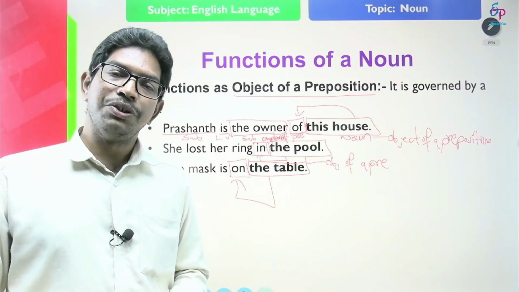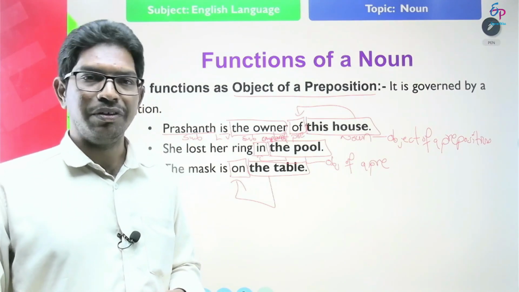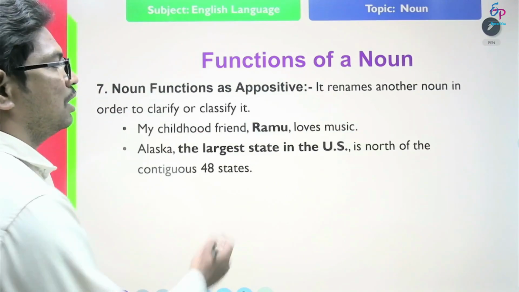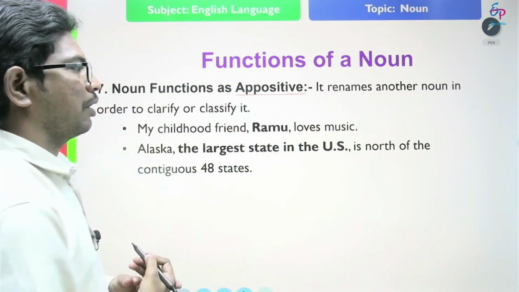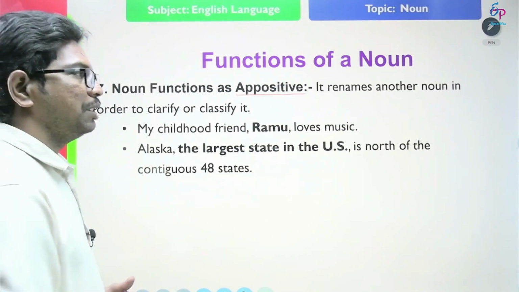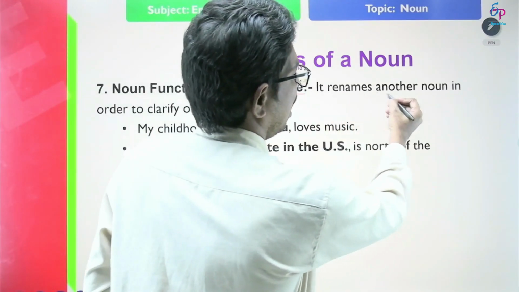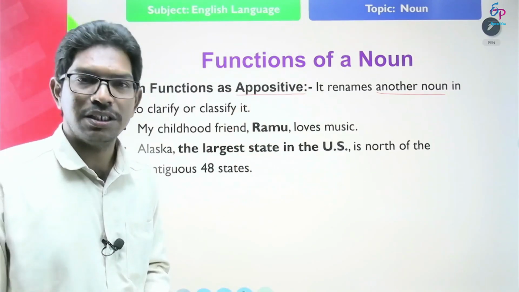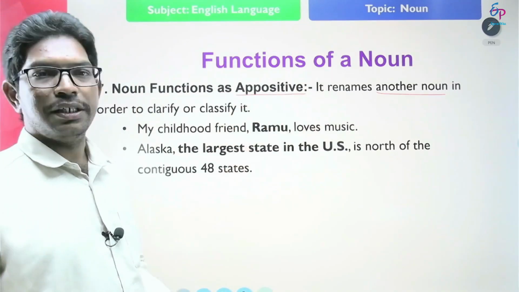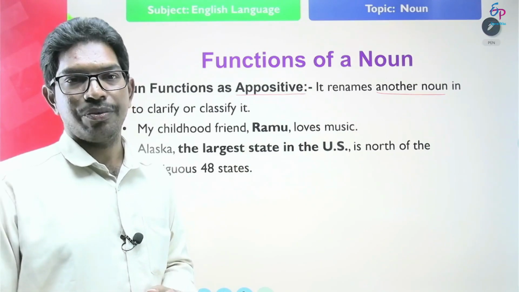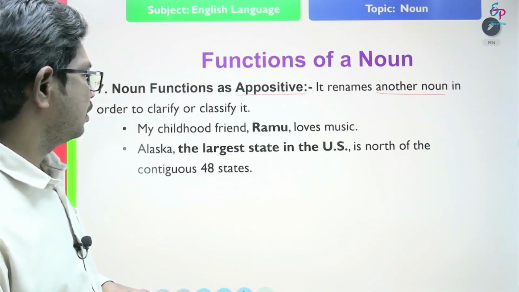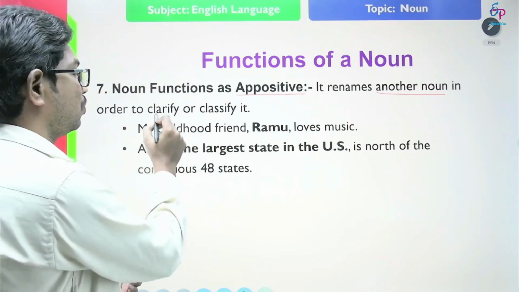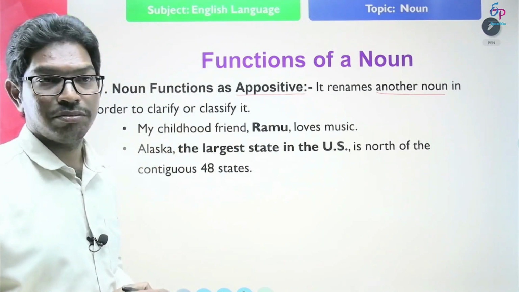Whatever the noun which is used after the preposition is called object of a preposition. Now let's discuss how a noun functions as an appositive. What is an appositive? An appositive renames another noun. Look at the example. It renames another noun in order to clarify or classify it.